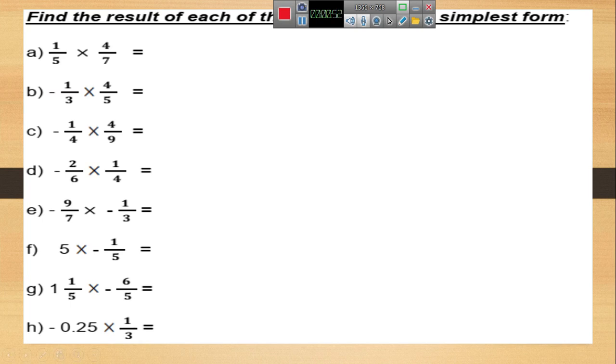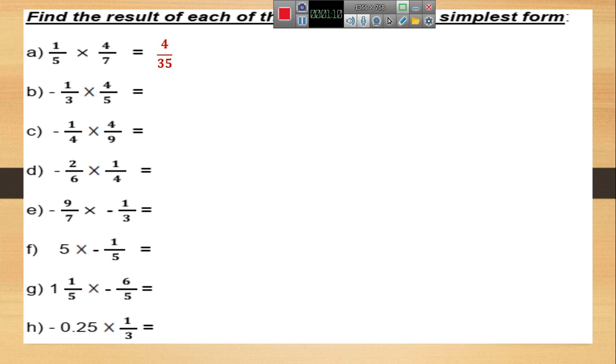1 over 5 times 4 over 7. It's very easy to multiply numerator by numerator and denominator by denominator to get 1 times 4 is 4 and 5 times 7 is 35. So 4 over 35, and this is the simplest form.